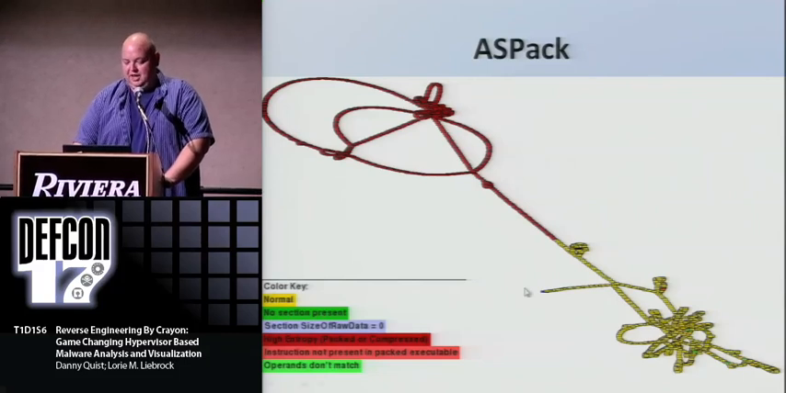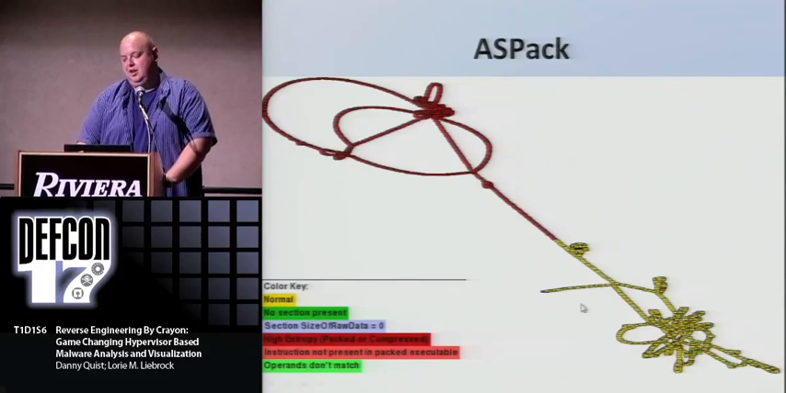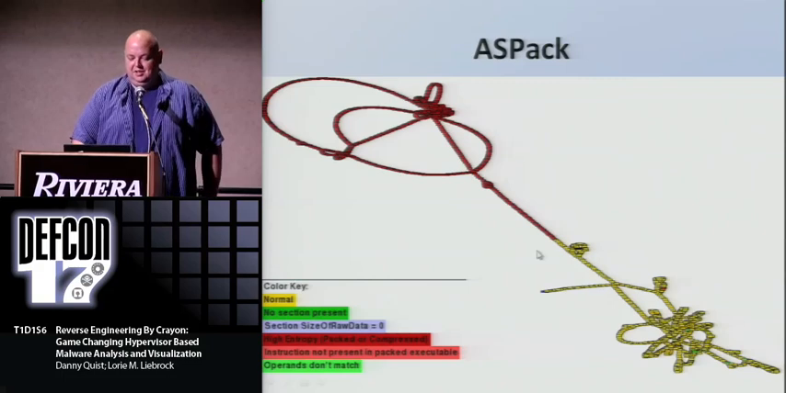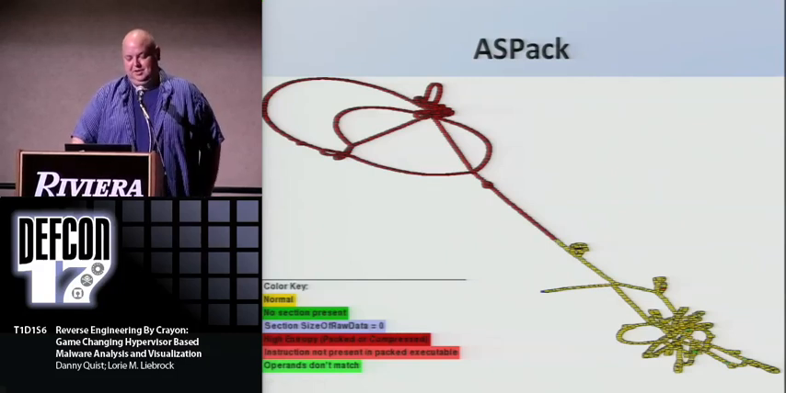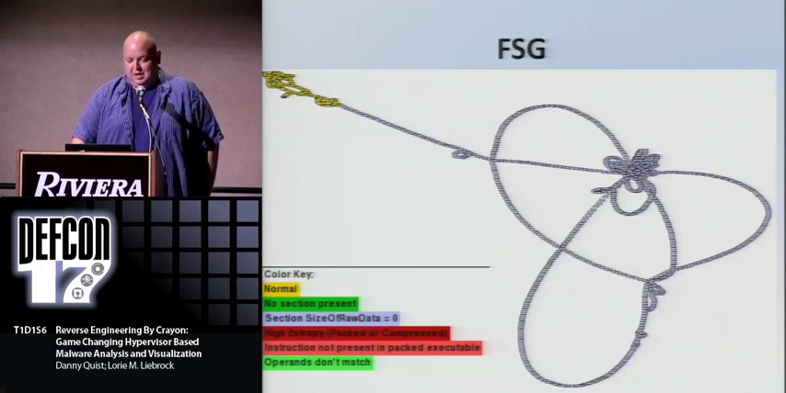Next is ASPack here. We start out with the blue instruction right here. It goes into these yellow instructions, and then it unpacks itself, and then we get a transition into this red portion of the program, which is where the unpacker was compressing itself. So this is a good way to profile these sort of things.